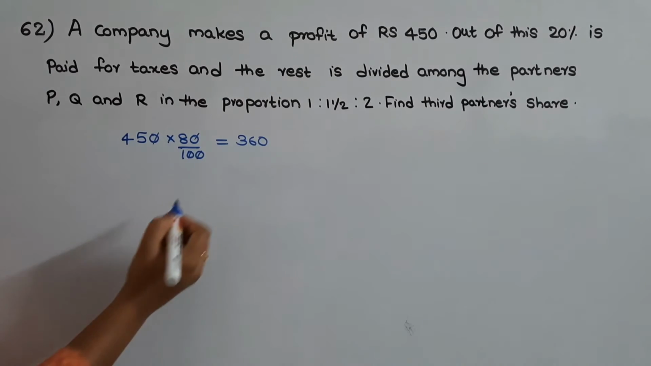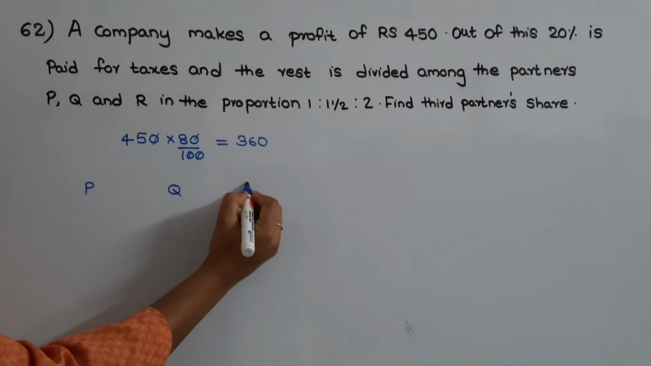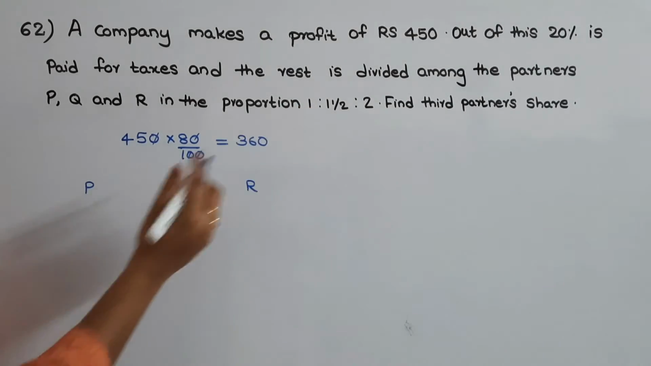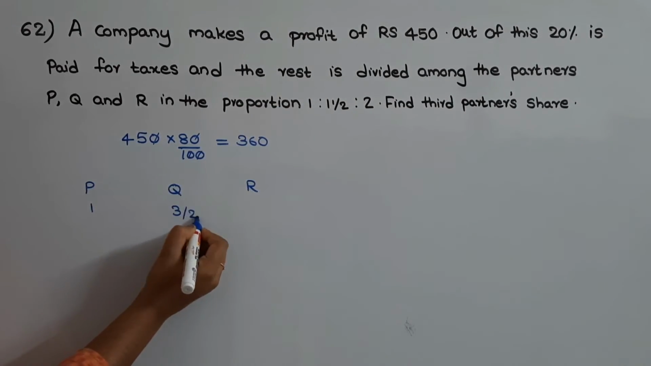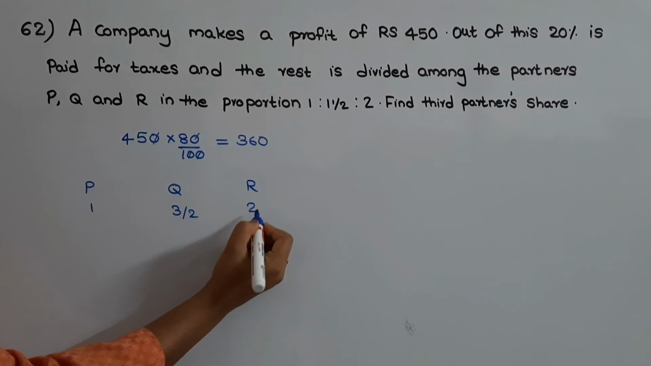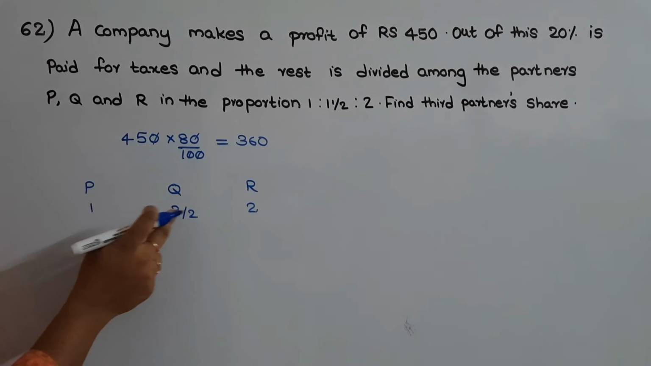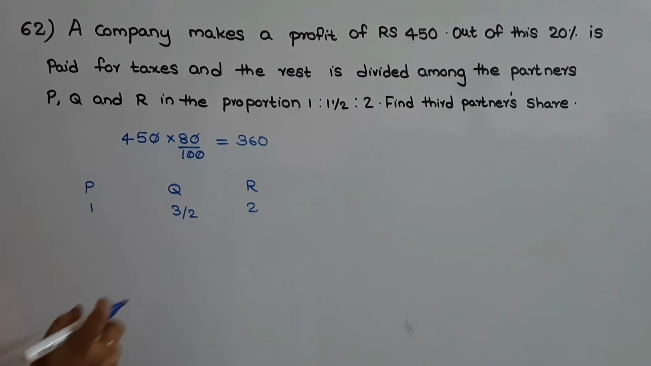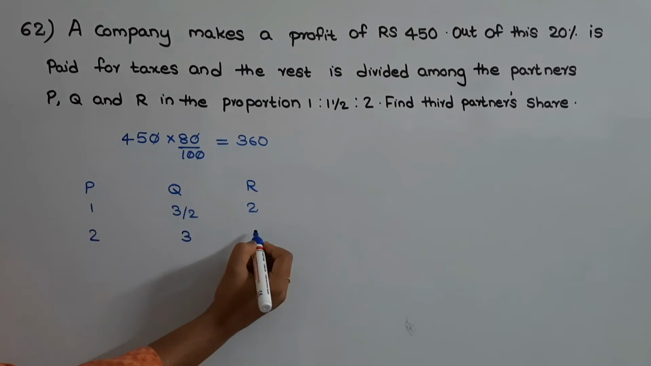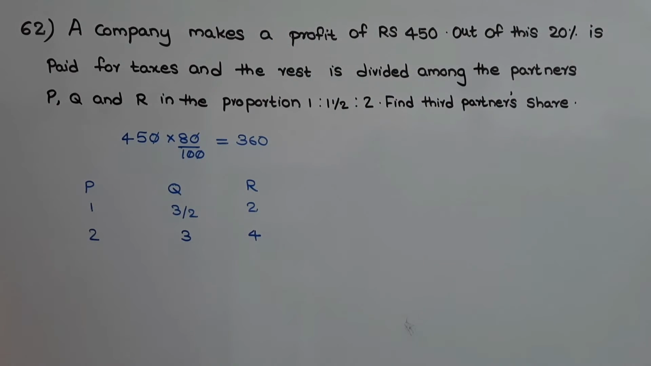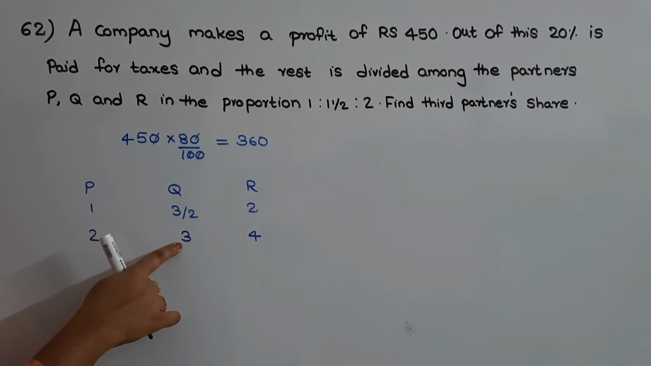So rupees 360 is divided among P, Q and R in the ratio 1:1.5:2. 1.5 can be written as 3/2. Okay. Now in order to avoid this fraction, let us multiply all the terms by 2. So the ratio will become 2:3:4.